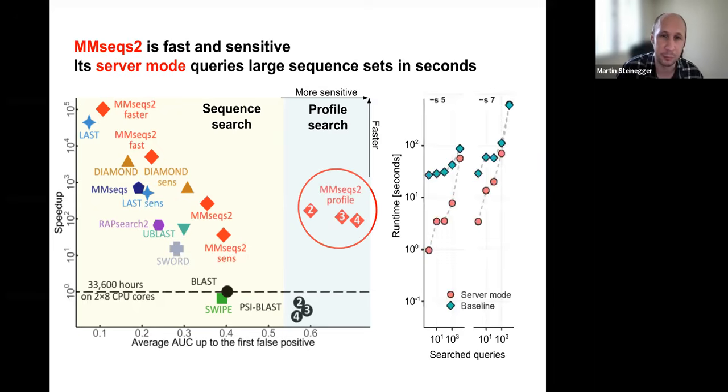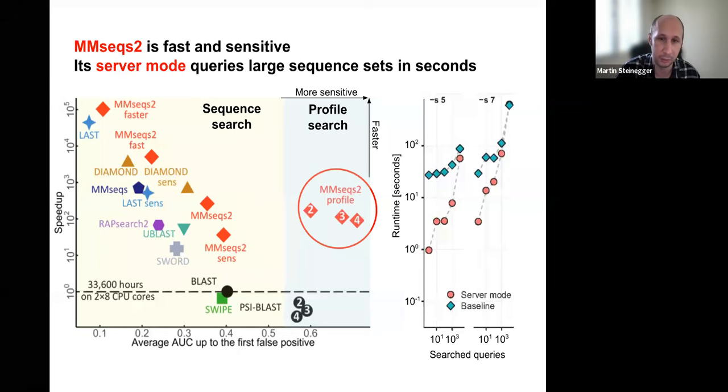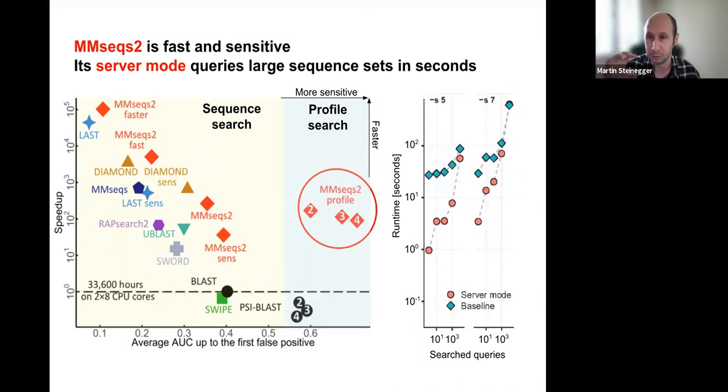And one more important thing, that's where Milot Mirdita comes in. He's also part of that project. He built a server version for MMseqs, and that server version had the task to reduce the runtime for single queries. So with that server, we can actually search single queries in a few seconds. So we can go through these really big databases, and it takes only a few seconds to search through them, which is really crucial here for handling all the requests that we get now with ColabFold.